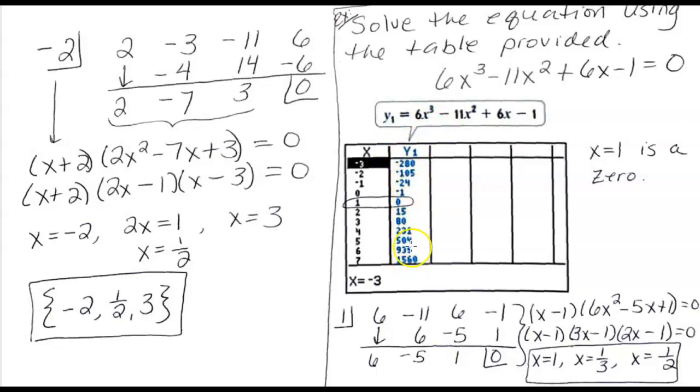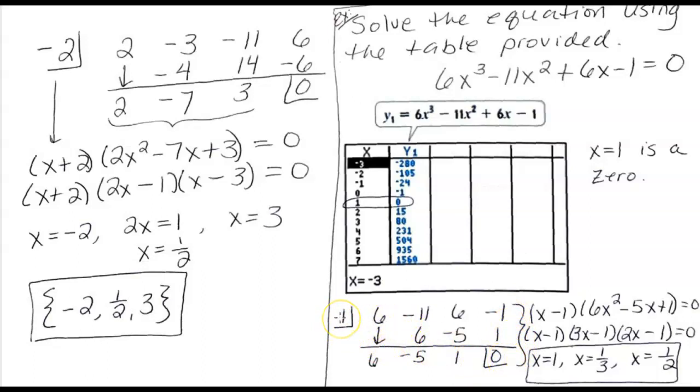When y is 0, that's what we're trying to identify, right? So y being 0 is right here, came from the x value of 1. So from the table, I can tell that x equals 1 is a 0. So that tells me to start synthetic division using a 1 out here. So I put the 1 out here, 6, negative 11, 6, negative 1. Drop down the 6, multiply 6. Add is negative 5, multiply negative 5, add is a 1, multiply is a 1, add is a 0.